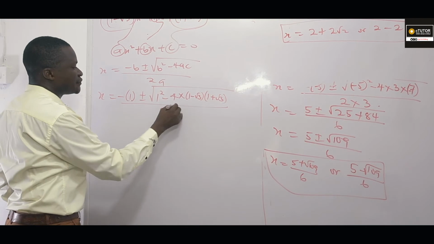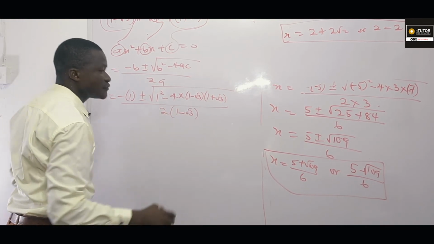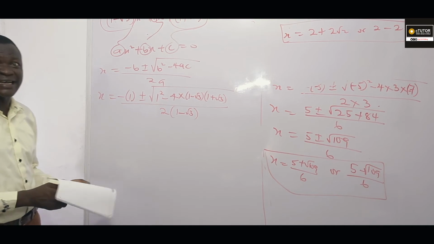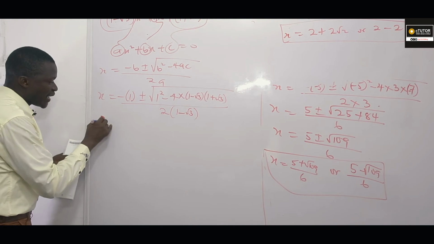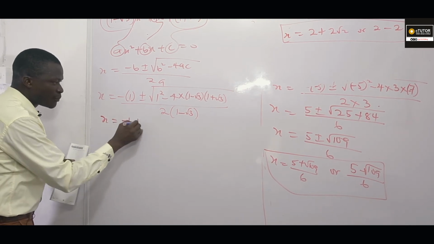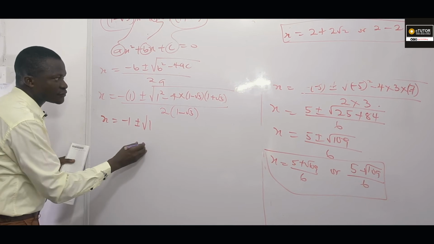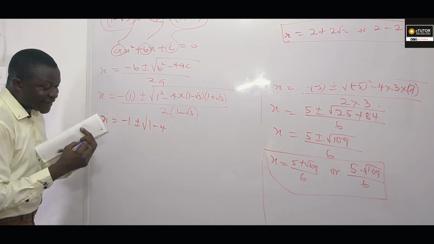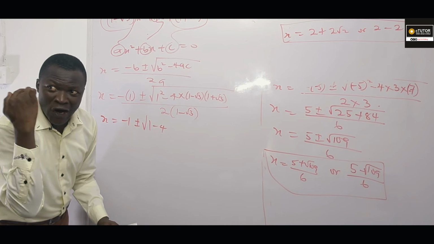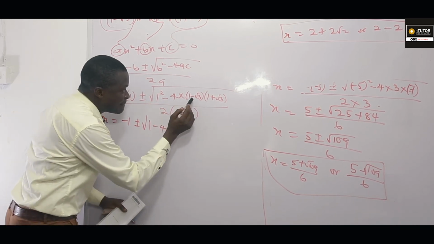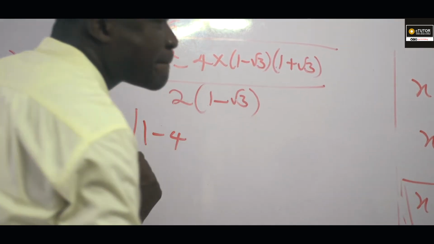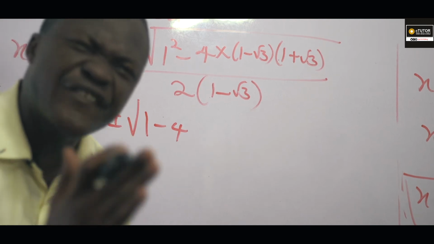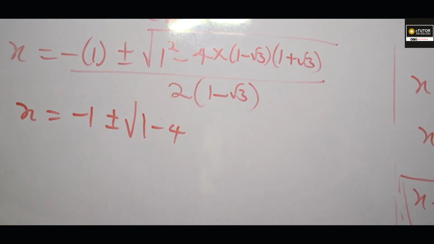2. What is our a? 1 minus root 3. Check it. If I show you the answer now, you'll be surprised that this is just an application. Let's go. x equals minus 1 plus or minus the square root of 1, this is still 1, minus 4. Look at this statement: 1 minus root 3, 1 plus root 3. These two statements mean something in mathematics. It is called the difference of two squares. That is what they are checking from you.